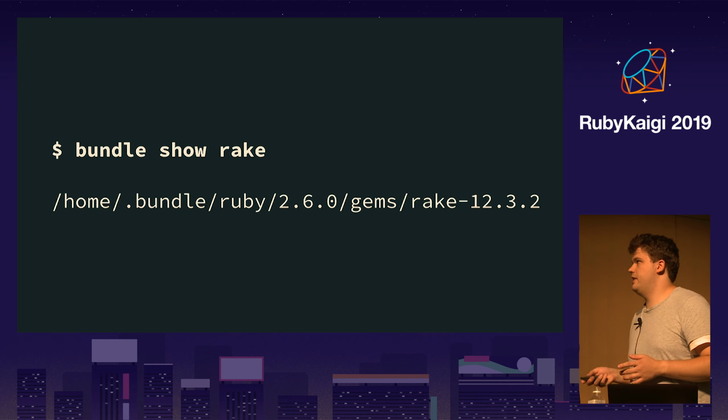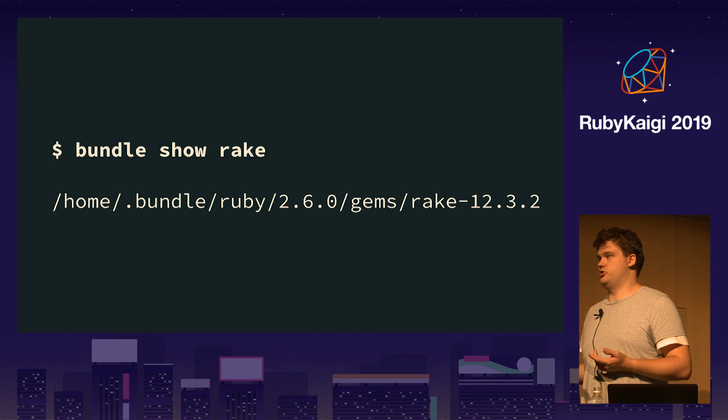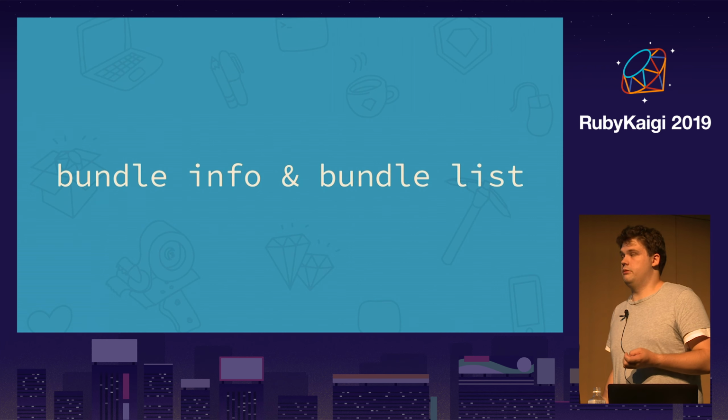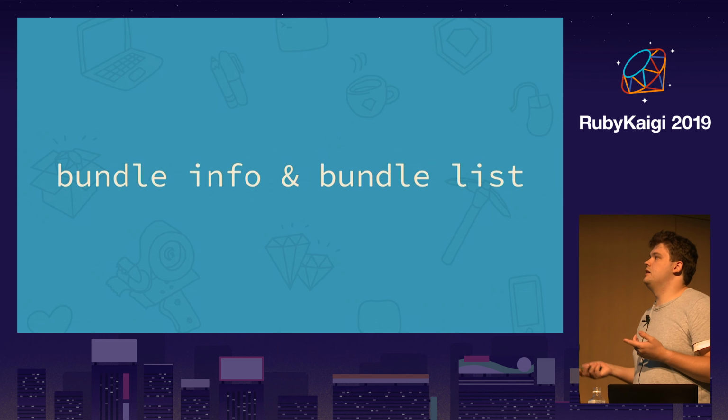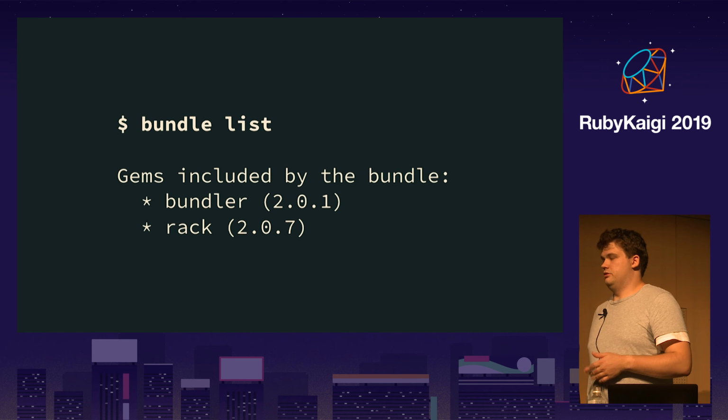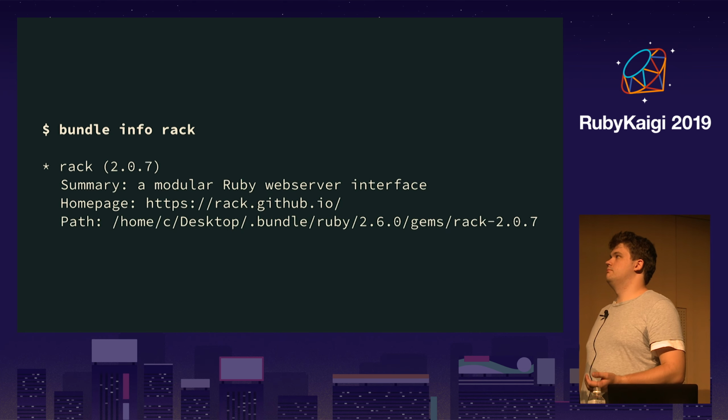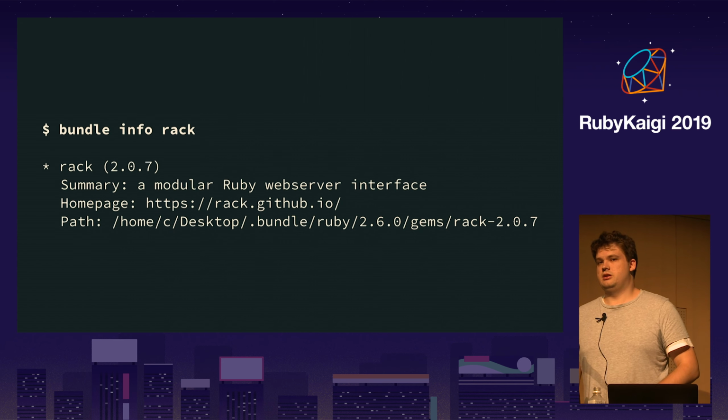We're going to split that command into two and make it a bit more intuitive for our users. We're going to call it bundle info and then bundle list. And as you can probably guess, bundle list will just list your gems. Bundle info will show you information about the gem.